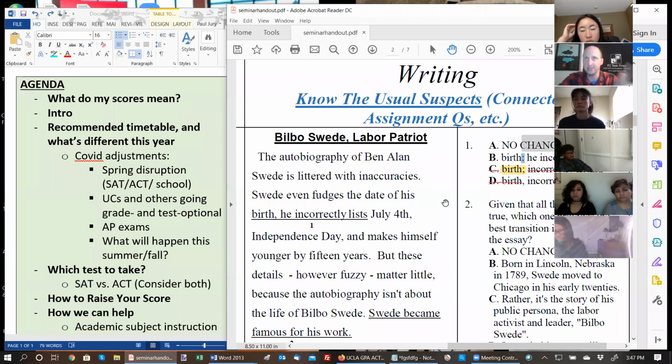B sets up the ways in which he has used inaccuracies, and then here they come. He incorrectly lists Independence Day, item 1, and he makes himself younger by 15 years. That's why B is going to be our correct answer. And sometimes the answer is no change, but here we can't do this because just like a semicolon and a period can separate two complete sentences, a comma must never do that. You can't ever have a comma between two complete sentences. We already have periods to do that. We already have semicolons to do that, and so forth.